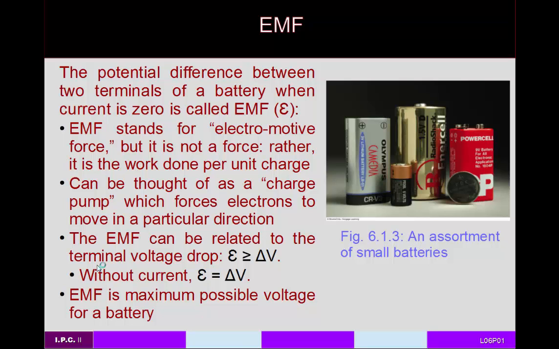The EMF for a battery is always greater than or equal to the terminal voltage. If there is no current flowing through a circuit from the battery, then the EMF is in fact equal to the voltage drop. So the EMF is basically the maximum possible voltage drop for the terminal for a battery. If you connect the battery to a load, that is, if you hook up a circuit to the battery, then the voltage drop will be less than the EMF.